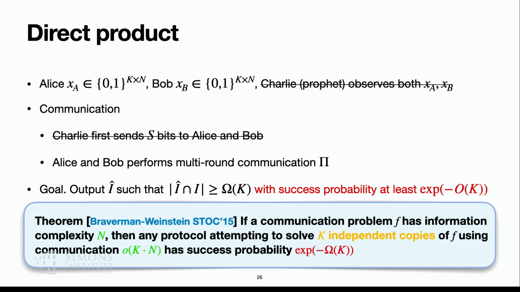And it turns out that there is a very powerful and amazing result by Braverman and Rubinstein, where they show that if a communication problem f has information complexity capital N, then any protocol trying to solve k independent copies of f needs at least k times capital N bits of communication, or the success probability is exponentially small. Okay. Set disjointness has information complexity capital N, so just plugging this in, let's prove a lower bound for multi-site disjointness with advice. Any questions so far?